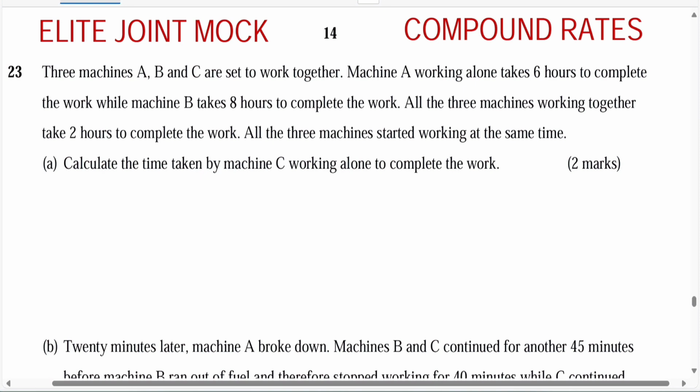Leo tunaendelea na question 23 being the last question ya section B. Swali la compound rates. Sawa, not mixtures. So compound rate question 23 of LH joint mock.